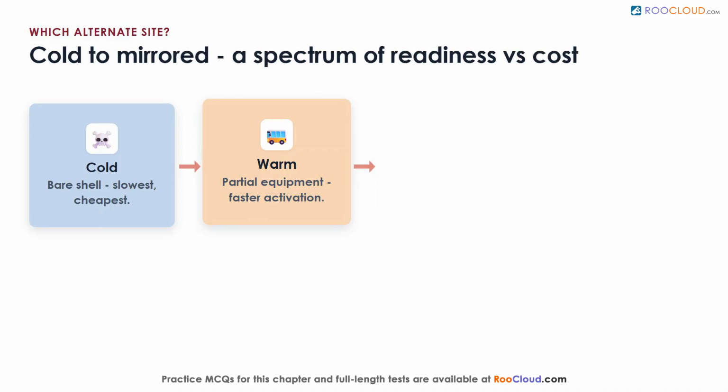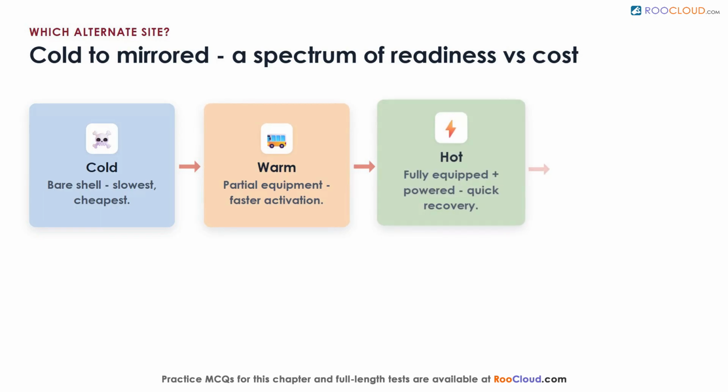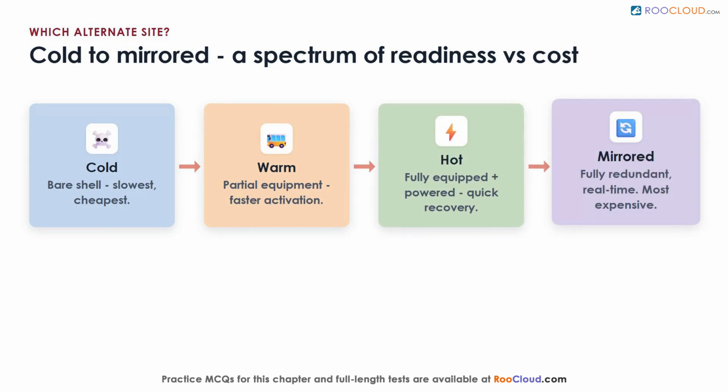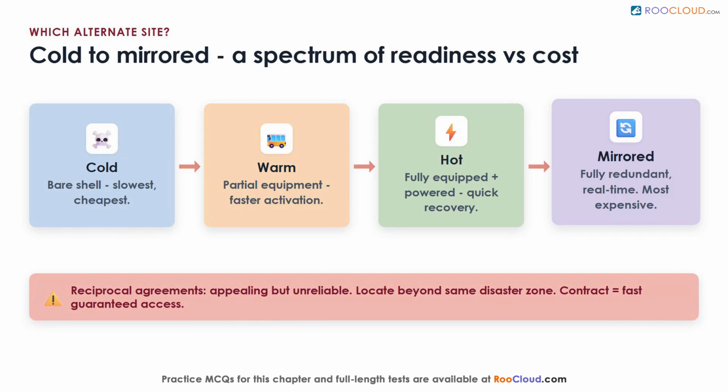A hot site has everything, with installed programs and recent data. Staff transfer in and resume quickly. A mirrored site is fully redundant, with real-time replication. It takes over with no interruption the users can feel. Then there are reciprocal agreements between similar companies. They sound appealing, but compatibility and enforcement make them unreliable.